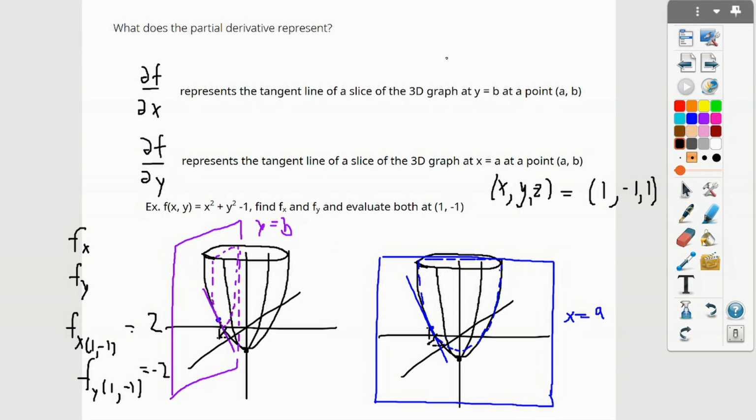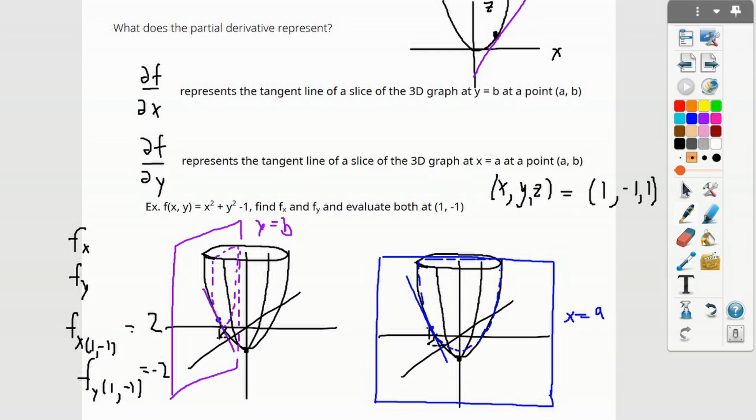If we have an xz plane right here, x and z, you would see that this is a parabola, right? The point is at x comma z 1 comma 1, and at 1 comma 1 it is on a positive trajectory right here. So that is the partial derivative with respect to x, right?